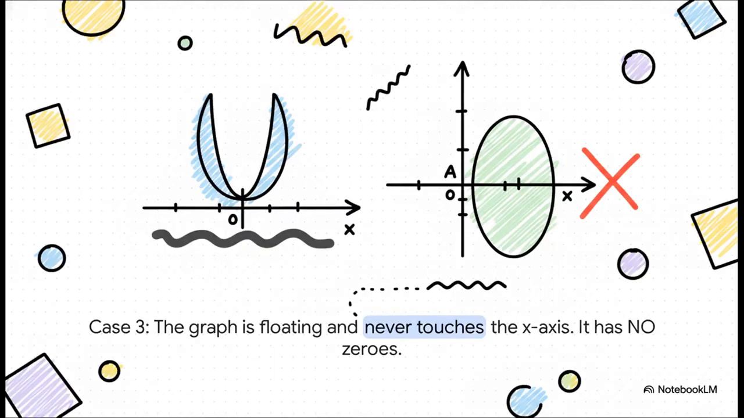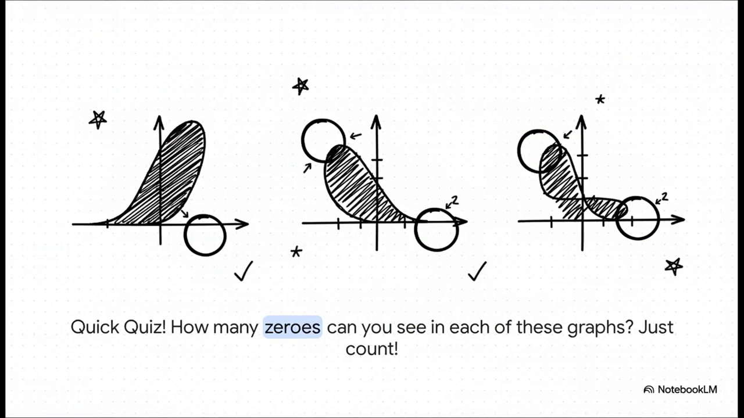And for our third case, look at this. The graph is floating. It's either completely above the x-axis or completely below it. It never even touches it. So no touch means, you guessed it, no zeros. Simple, right? Okay, quick quiz time. Let's play a little game. Just count how many times each graph touches the x-axis. Look at the first one. How many times? 1. Perfect. What about the second one? 2. Excellent. And the third one? Let's count. 1, 2, 3. Fantastic. You are a pro at this now.